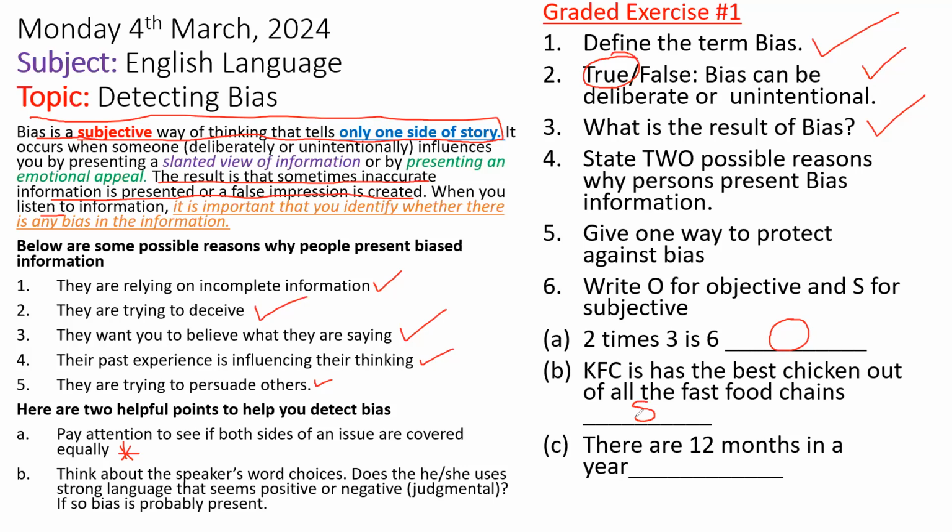Part C, there are 12 months in a year. Objective. How do you know that's objective? Because that's a fact. It doesn't change, right? Regardless of who likes it or not, who thinks it, whatever, it doesn't change.